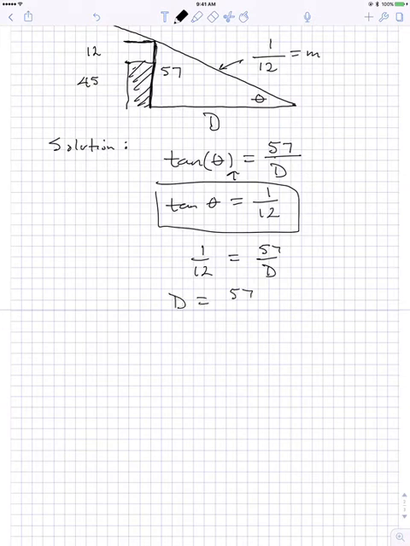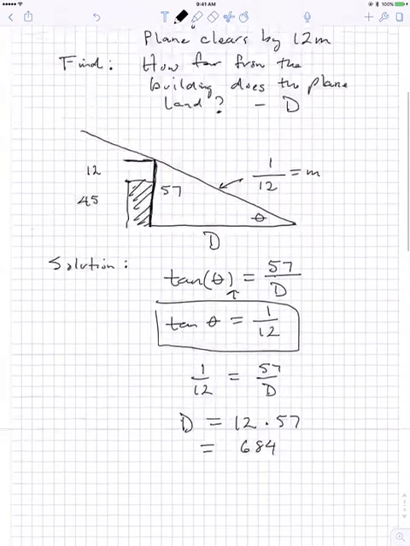I did that wrong. I'm sorry. We can solve for d. And we get the number 684.